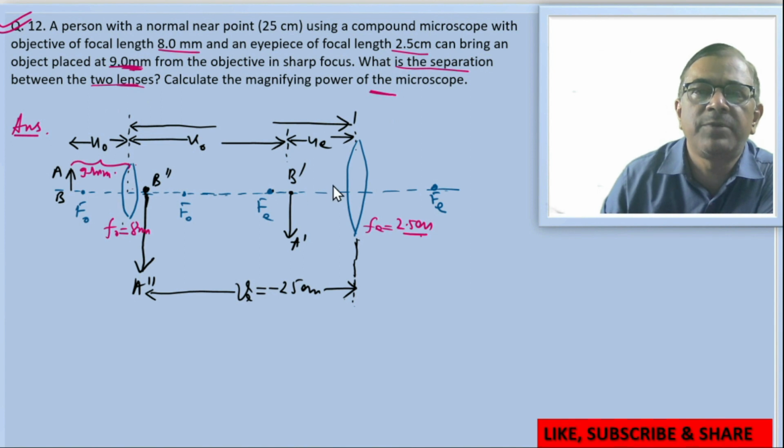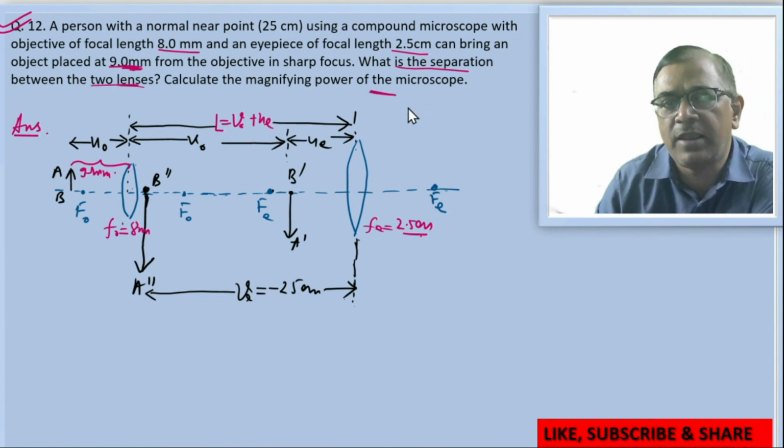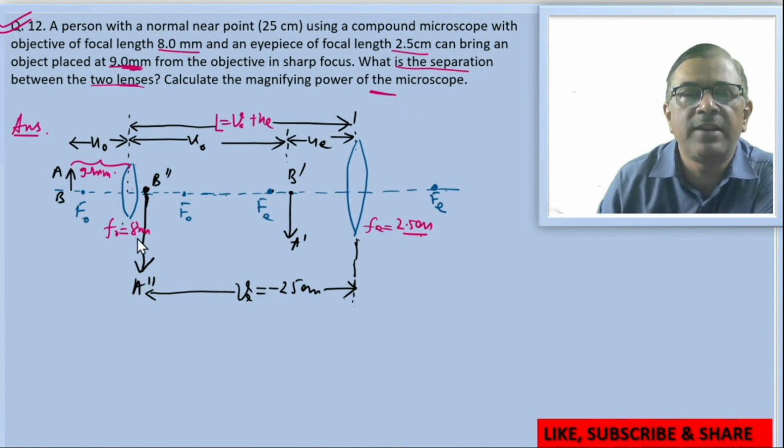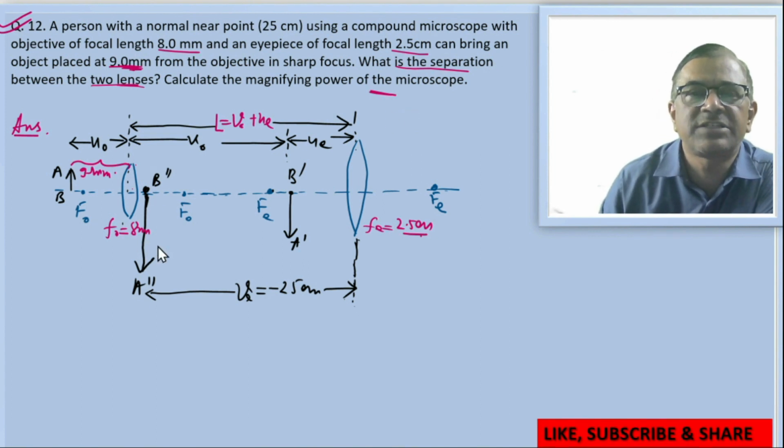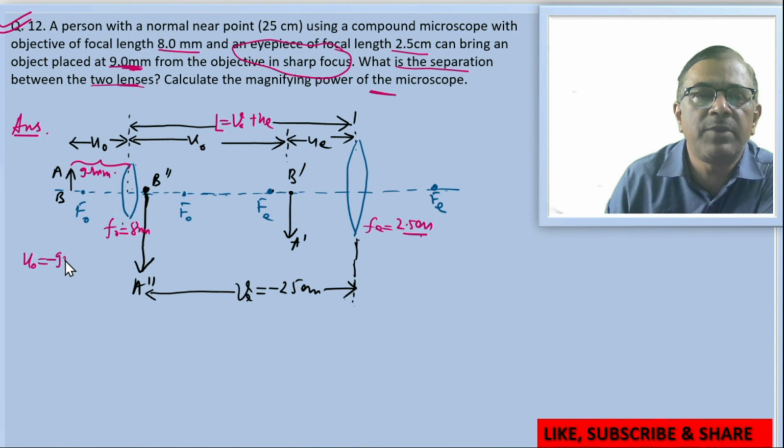The separation between the two lenses, L equals VO plus UE, is to be found, and also the magnification. And I am expecting the final image is at the least distance of distinct vision because the image is in sharp focus. Anyway, let's proceed. So this lens has two pieces of information for us: UO equals minus 9 millimeter and FO equals 8 millimeter.